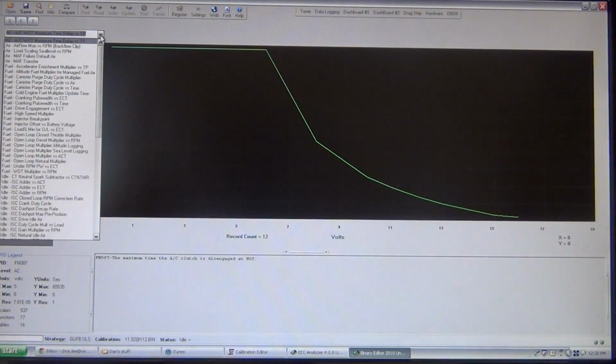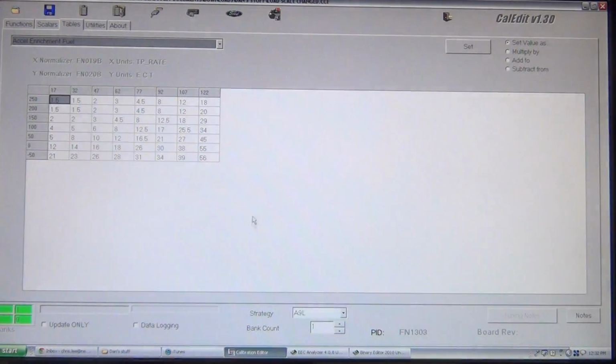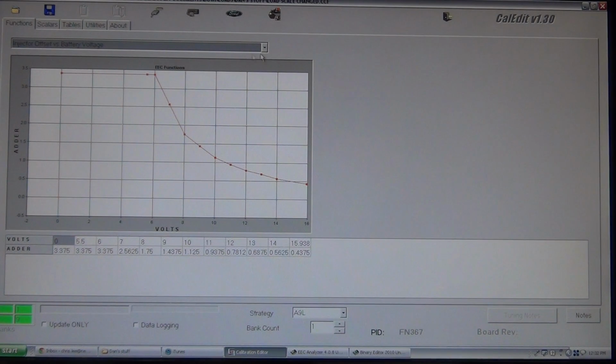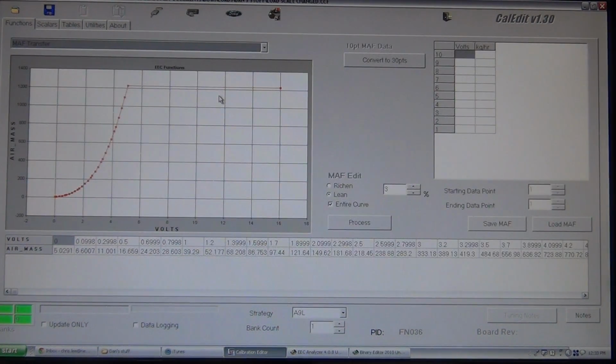Into the functions, error MAF transfer. Of course, this is binary editor. This would be where you find it here, but since we're not using binary editor, it's just to show you. But we'll go in here, same thing. Go to functions, find your MAF sensor, or MAF transfer, I'm sorry. There's your MAF transfer. This is already the one that you're running right now.